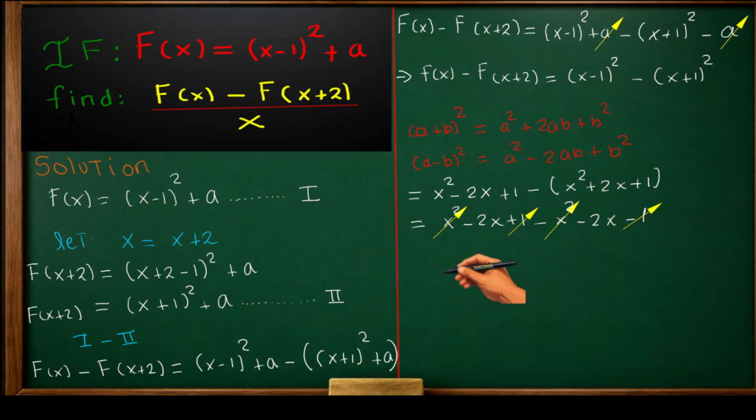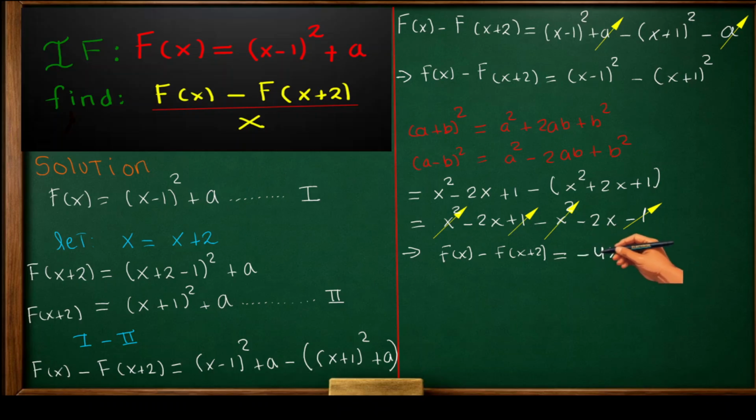Then f of x minus f of x plus 2 equal to minus 2x minus 2x, which is minus 4x.